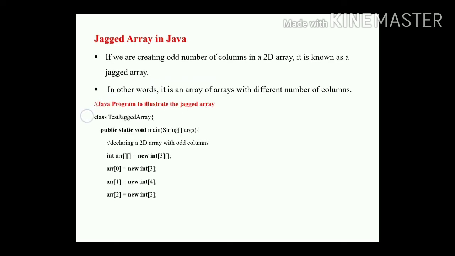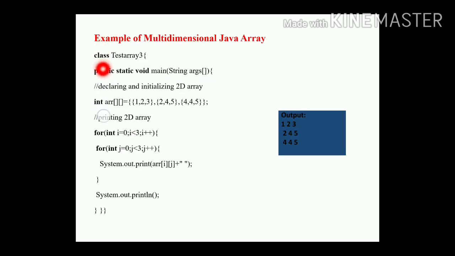Here we declare a class named test array 3. This is the name of the class. The main is public static void main, string args. Declaration and initialization of the array: int array, double brackets, the values going to be passed are 1 2 3, 2 4 5, 4 4 5. These are the values to print.